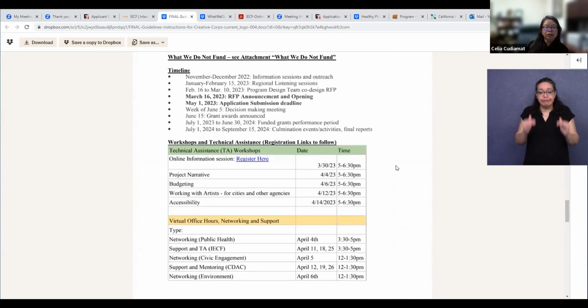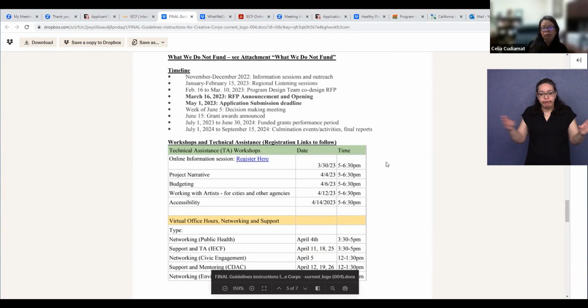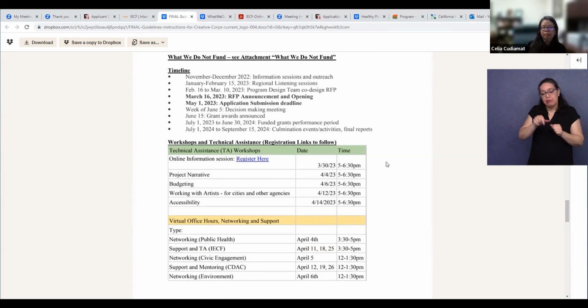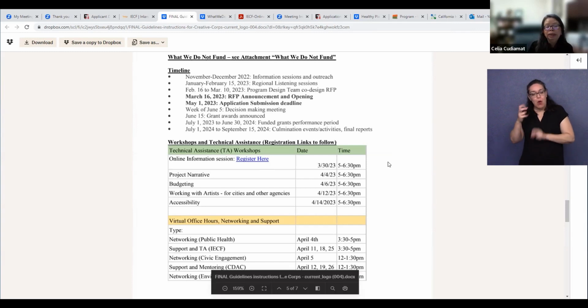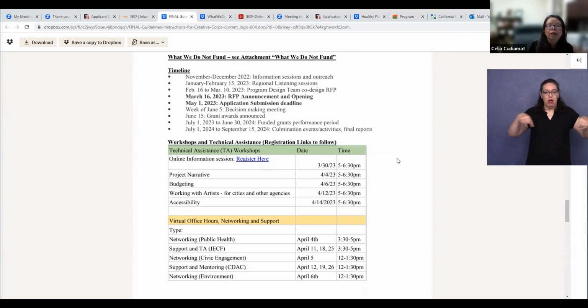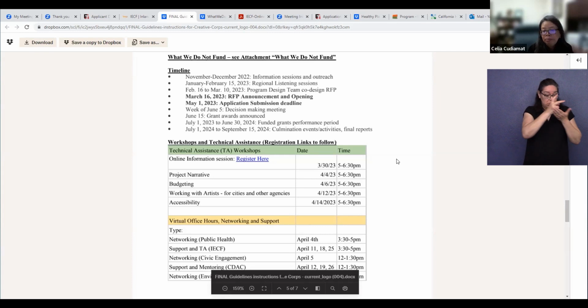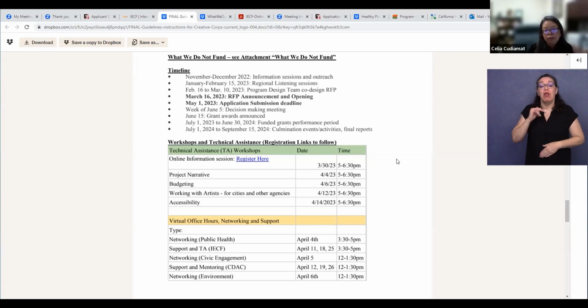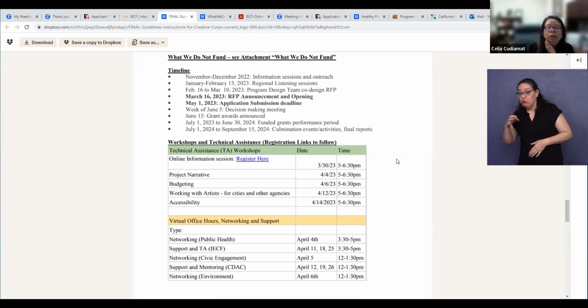Okay, and then timeline. This is something for all of you to keep in mind: May 1st is the application deadline. The week of June 5th is our decision-making meeting. So we have about a month to review the applications. We will have 2 review teams, one for the individual artist applicants and another for the nonprofit entities. So 2 review panels will be taking a look at your applications and scoring them. June 15 is when we expect the grant awards to be announced. The program period for both projects of individual artists and nonprofits to hire artists will be July 1 to June 30th.